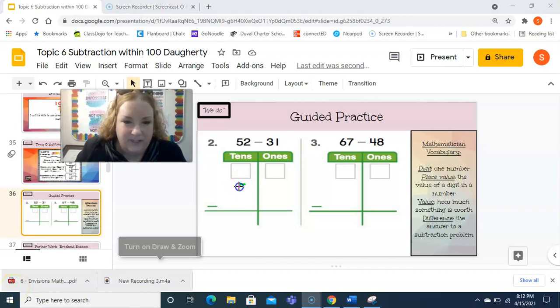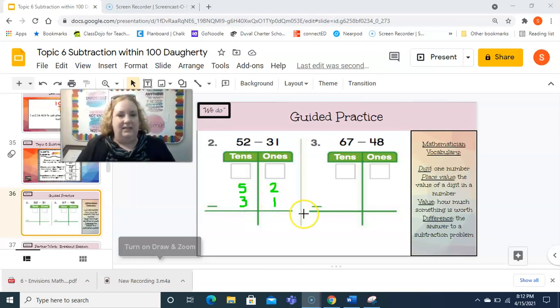All right, so 52, make sure that you write your numbers carefully. You can't write them all on one side. You only can put one digit per place. So tens gets a digit and ones gets a digit. Minus 31.